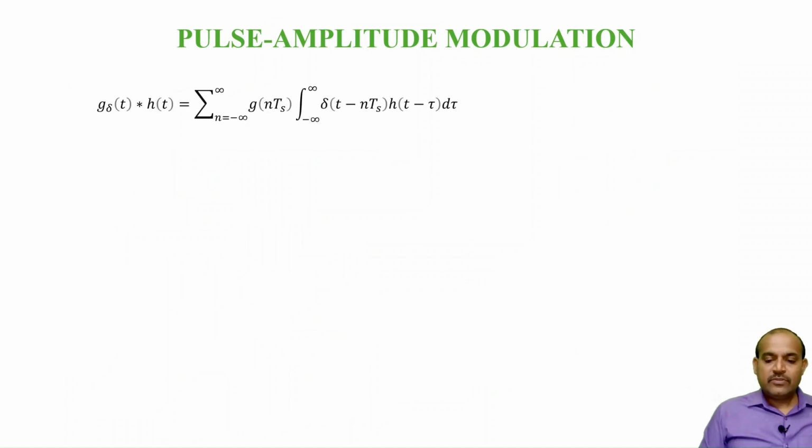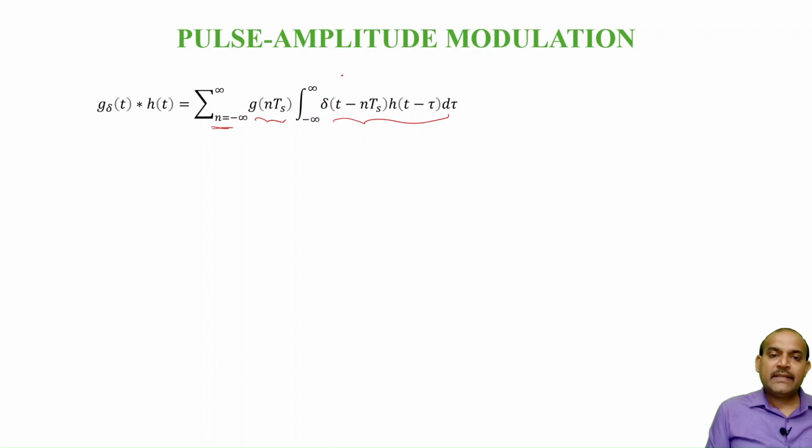So now, interchanging the summation, the same equation I have written, but the integral I have brought outside. In other words, the summation I brought outside, or the integral inside. Therefore, exchanging them, we get the summation n ranging from minus infinity to plus infinity, that is the samples g of nTs, into the integral of delta of t minus nTs into h of t minus nTs.